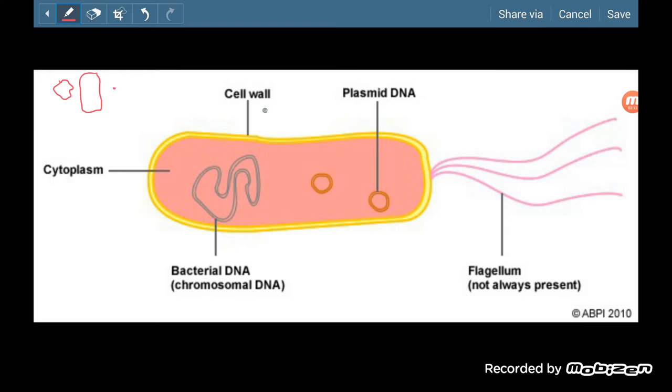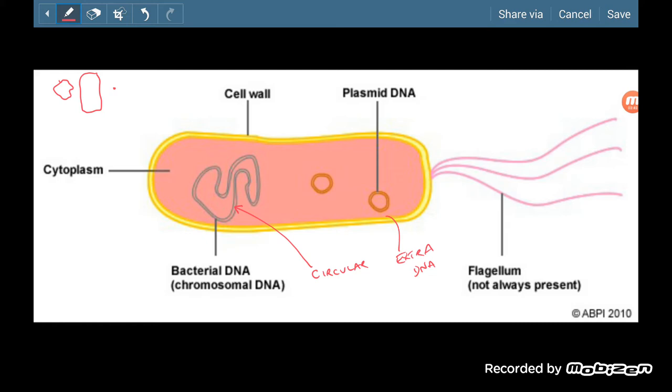And so what has it got? Well, it's got a cell wall, so that actually makes it similar to a plant cell, although the cell wall is made of something different. It doesn't have a nucleus. Huge difference. This DNA here is not enclosed in a nucleus. It's a circular DNA which is found in the cytoplasm. It still has a cytoplasm. It also has extra pieces of circular DNA called plasmids. It has a flagellum which is used for movement.